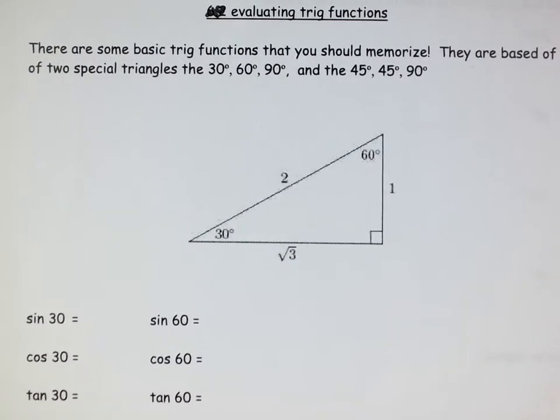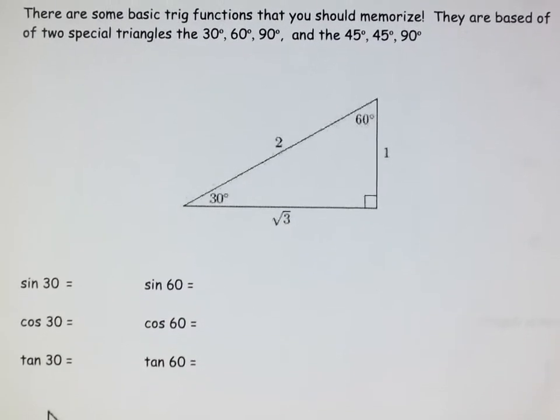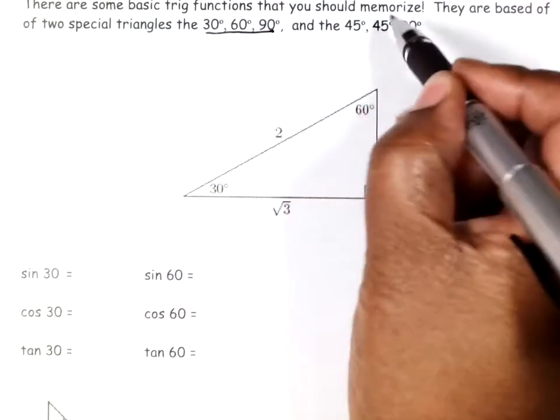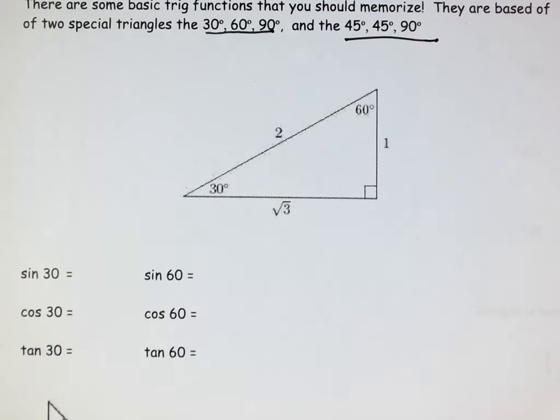So the second section for the trig is evaluating the functions. There are some trig functions you really should just know because they're used over and over again. And they're the ones that are based off of these two triangles: the 30, 60, 90 triangle and the 45, 45, 90 triangle.